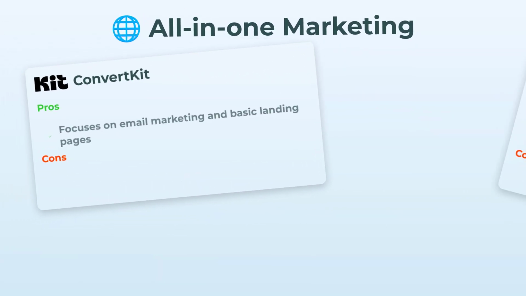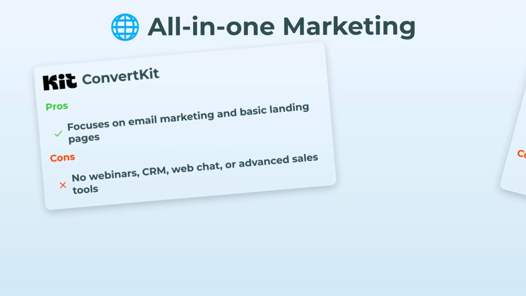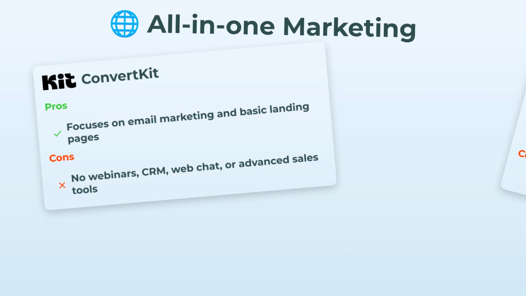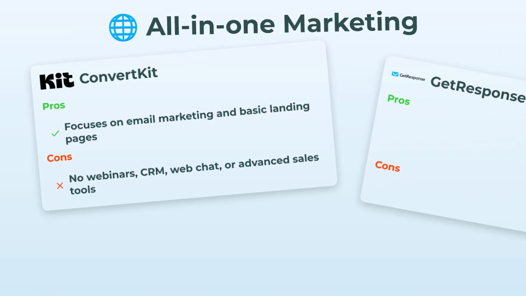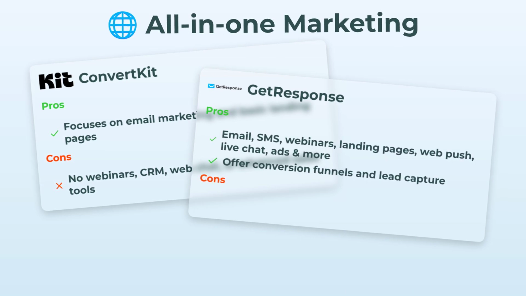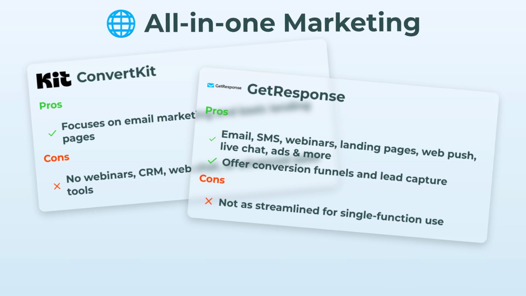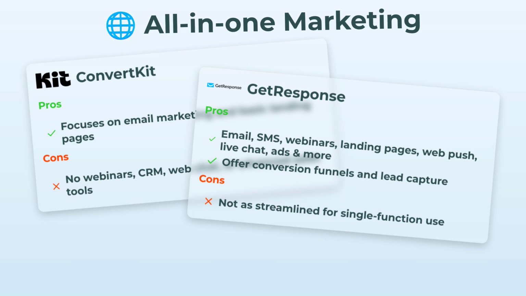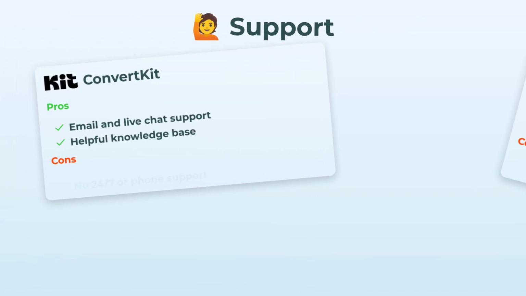The all-in-one marketing showdown. ConvertKit is laser-focused on emails and landing pages. Like, nothing too fancy, but it does that core really well. But no webinars, CRM stuff, web chat, or full-on sales tools. GetResponse is, wow, packed. I'm talking email, SMS, webinars, landing pages, web push, chat, ads, the whole nine yards. Funnels, lead capture, it's all baked in. If you want an all-in-one suite, that's a no-brainer. Winner? GetResponse.